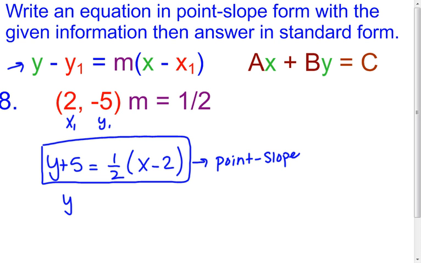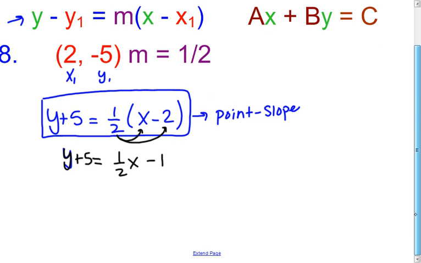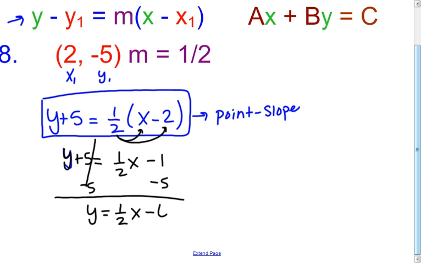Okay, and then of course I need to simplify that, so I will distribute that 1/2 through. So 1/2 times x is 1/2 x. 1/2 times negative 2, half of negative 2 would be negative 1. And over here I will have y plus 5. Then of course I need to subtract 5. And I'll have y equals 1/2 x. Negative 1 and negative 5 makes negative 6. So this is in slope-intercept form, or y equals mx plus b form.